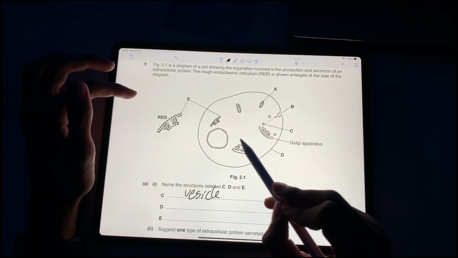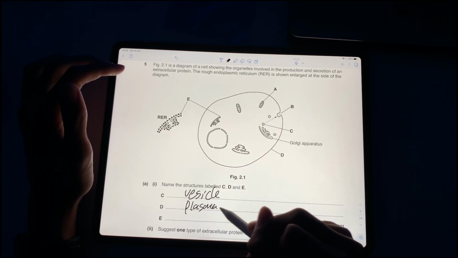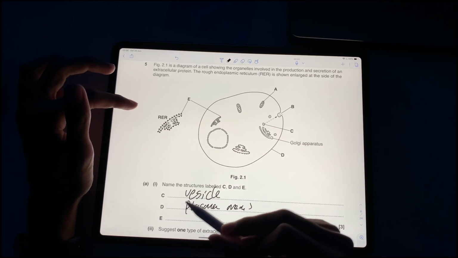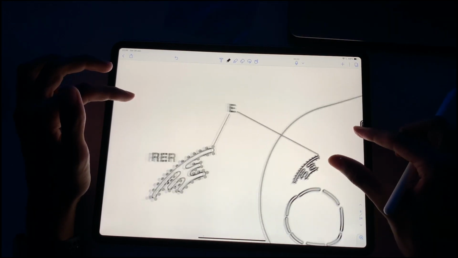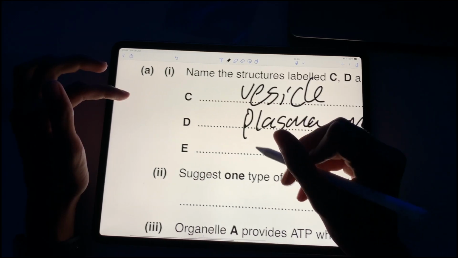D is, what's D? Where's D? D is the plasma membrane. And E is, what is that? Is that not the rough ER? It's pointing to the ribosome.